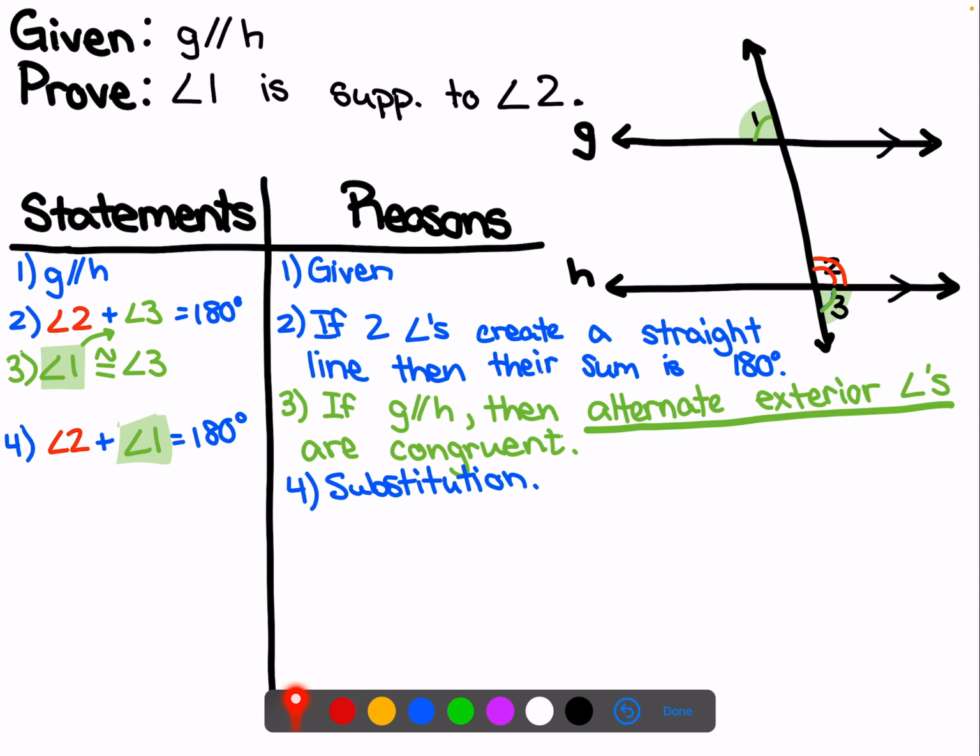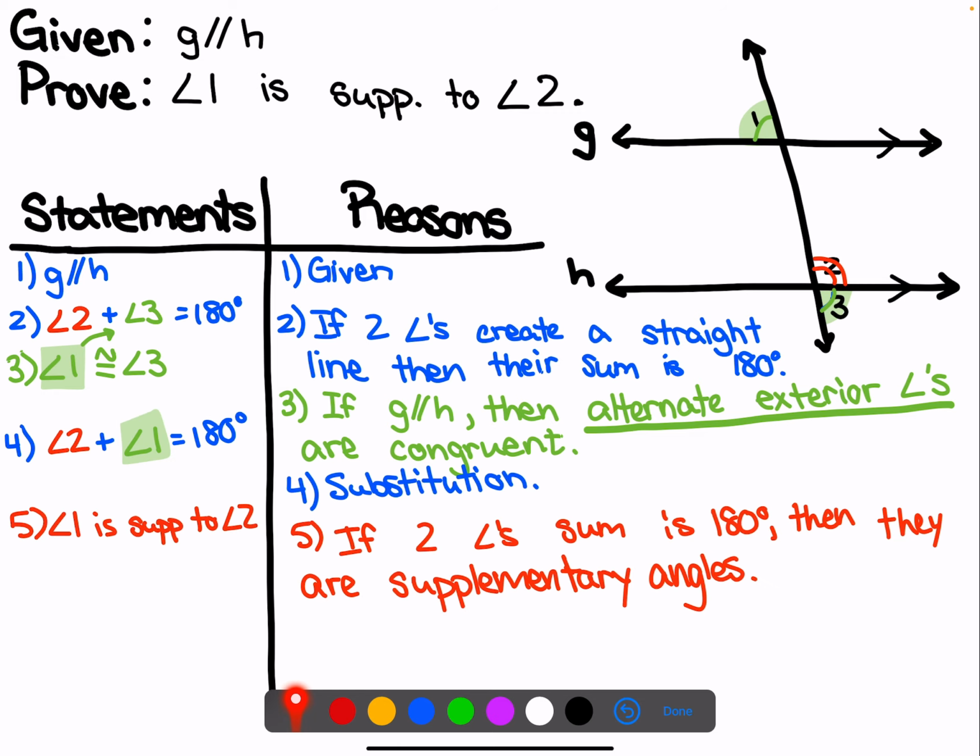Now at this point, if angle 2 plus angle 1 equals 180 degrees, then angle 1 and angle 2 are supplementary angles. Because if two angles sum is 180 degrees, then they are supplementary. And with that, this proof is now complete.